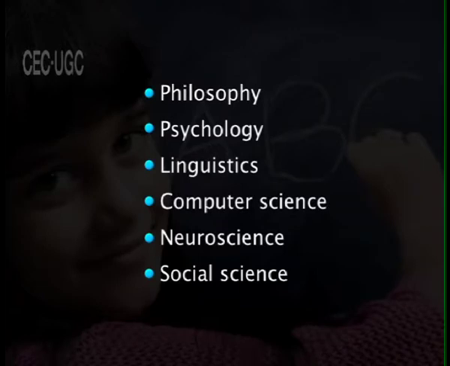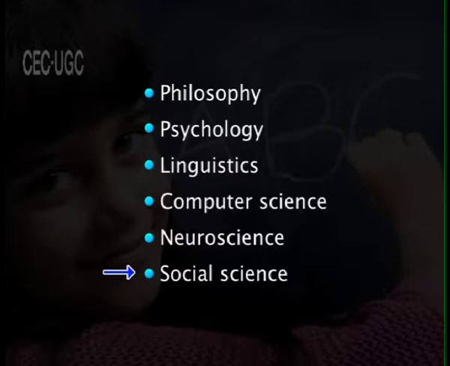So we are going to learn what the term cognitive science perspective means, in other words, what we mean by adopting cognitive science approach to education. For this, we first need to know what aspects are included in this perspective. As we have discussed earlier, cognitive science is an interdisciplinary approach, and the major disciplines involved are philosophy, psychology, linguistics, computer science, neuroscience, and social science.